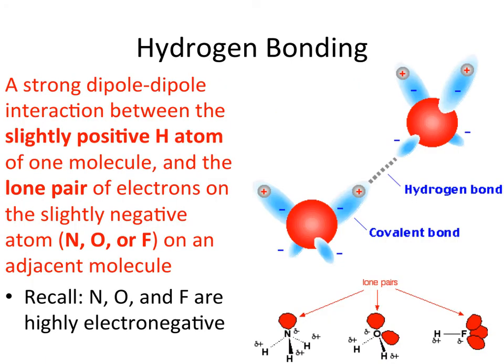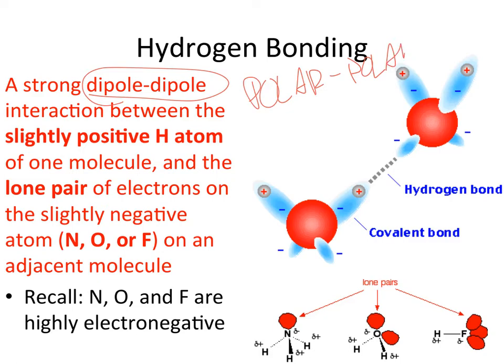Our last type of intermolecular force is hydrogen bonding. And this is a strong dipole-dipole interaction. So the key word is that it's a dipole-dipole. Okay? It actually is based on a polar molecule. So we have two polar molecules interacting with one another. The difference is that it's very specific in how it interacts.